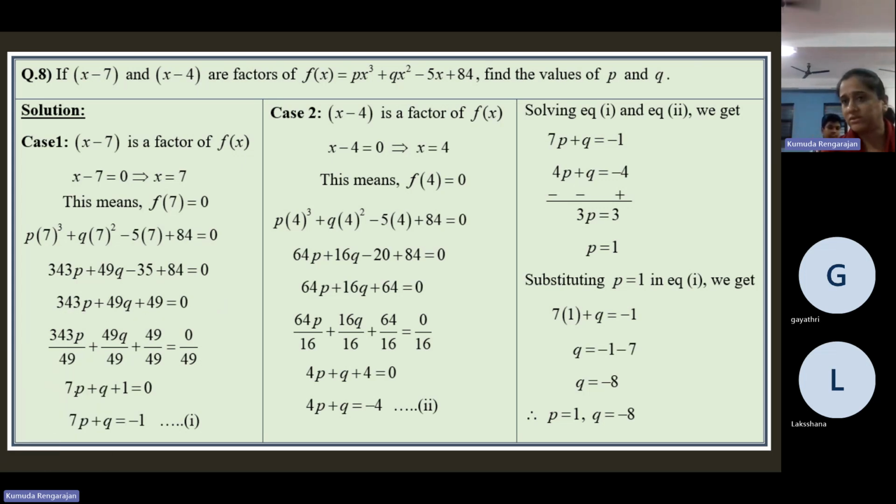Now, whenever the terms of the equation have something in common, you can divide by that common factor throughout. Here, 343, 49, 49, and 0. All these numbers are divisible by 49. Divisible meaning exactly divisible. So divide every term of the left hand side and right hand side by the common factor 49.